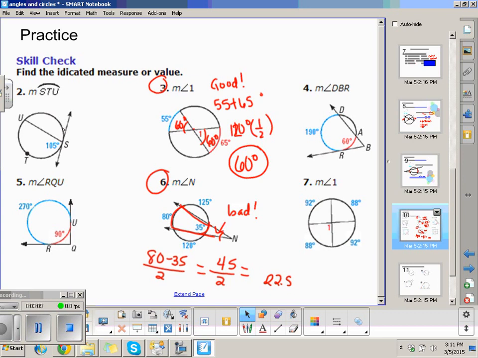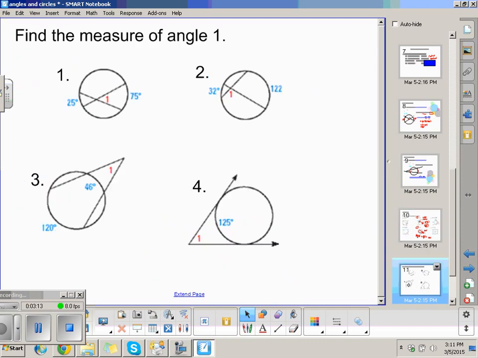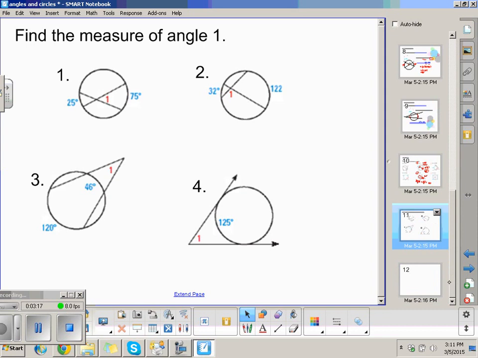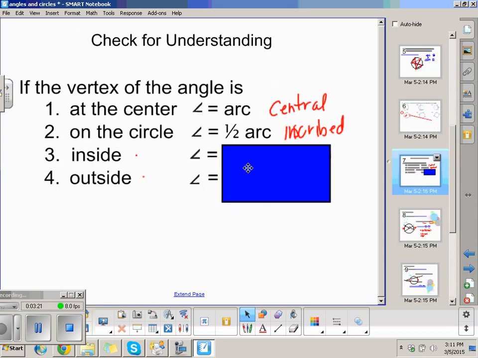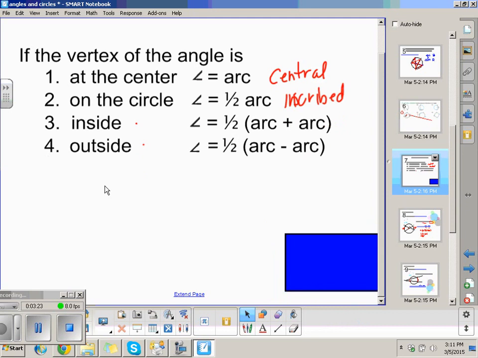So I'd like to see you try these other 4 problems, as well as these 4. Now, scroll back up to the slide we began with. As a reminder, inside the circle is 1/2 of the 2 arcs added together. Outside the circle is 1/2 of the bigger arc minus the smaller arc.